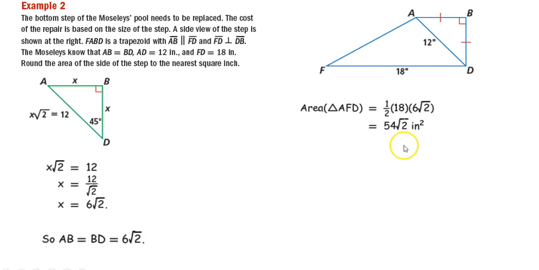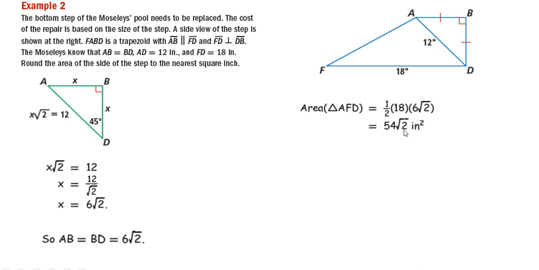We have that information now, and now we can find the area of triangle AFD. AFD is this triangle right here. The area of a triangle is 1/2 the base times the height. So there's the 1/2 times the base of 18. The height of this triangle from here to here is 6 times the square root of 2. We just found that out because this height is exactly the same as this right here. And doing that multiplication, we get 54 times the square root of 2.